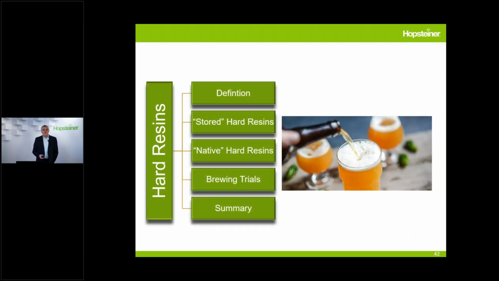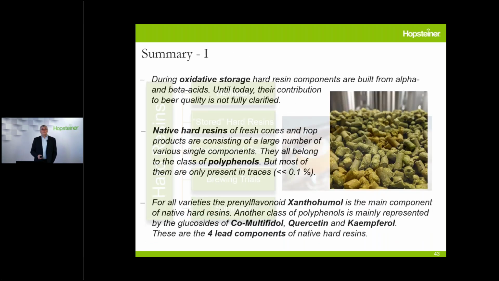So I am ready with my talk. To sum up, I could show you that during the oxidative storage, hop resin components are built from alpha and beta acids. Until today, their contribution to beer quality is not fully clarified. On the contrary, we know much more about the native hop resins.